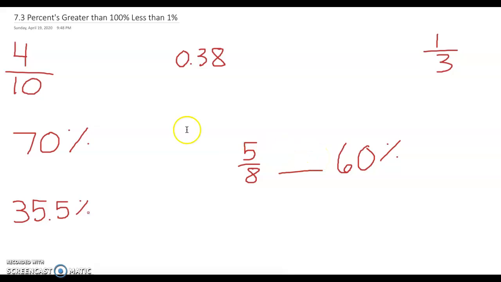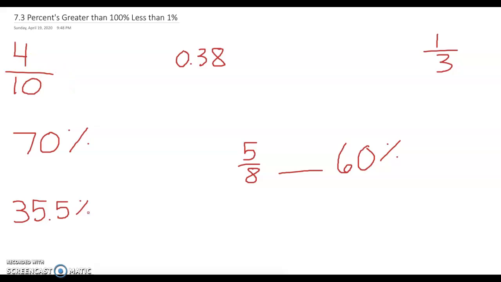Welcome back. We're going to go over percents greater than 100% and less than 1%. What I'm trying to say is we're going to go over how to convert fractions into percentages and decimals into percentages, and then reverse the process and convert percentages into fractions and decimals. And then lastly, we're going to compare less than, greater than, or equal to a fraction versus a percentage. Okay, so let's get started.